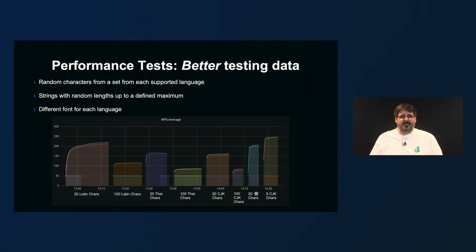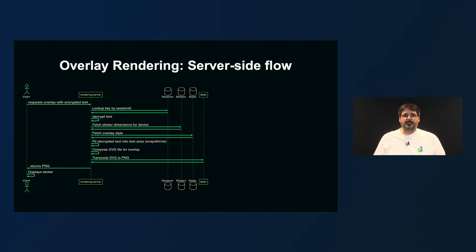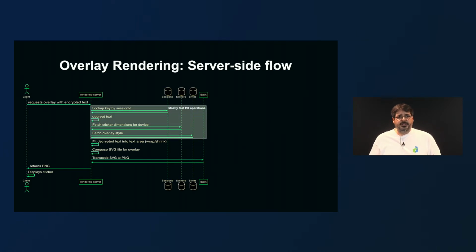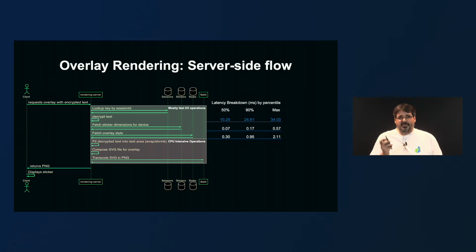So we wanted to understand better which parts of the flow were affected by this. So let's go back to the server-side flow and take a look at the latency breakdown. Now, we can divide this flow into two major sections. We have fast I/O operations to fetch the data that is required for the overlay. And then we have CPU-intensive operations for fitting the text and generating the SVG. Now, if we look at the latency for the first section, we can see that fetching the data itself is negligible. It's a very short time. And only the decryption of the text has more impact.